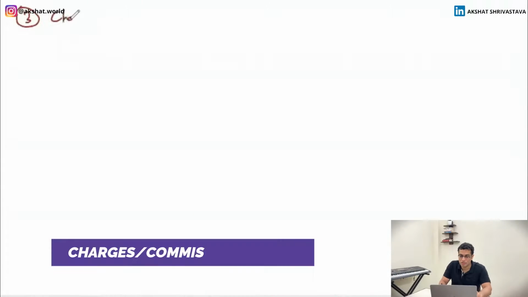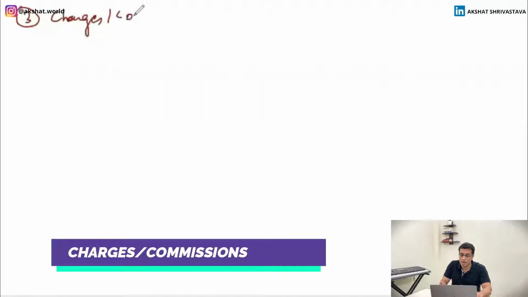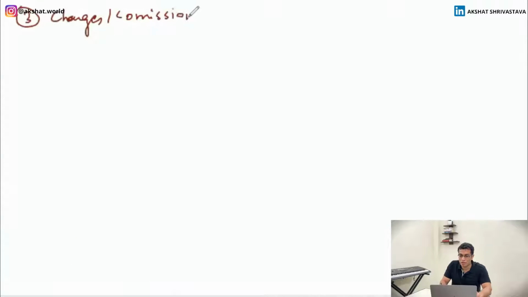Now, the third and final basic that you need to know about in terms of picking a crypto platform is the charges or commissions, right? Now this is very, very important because I can't tell you how many types of commissions and how many types of charges there are. So let me tell you some of the major charge and commission types.